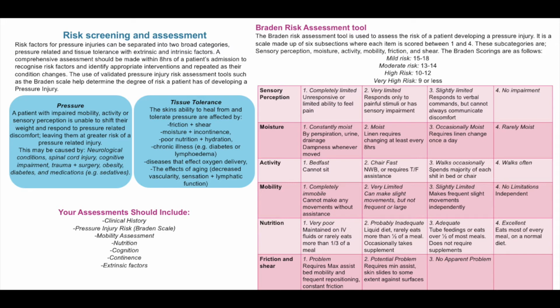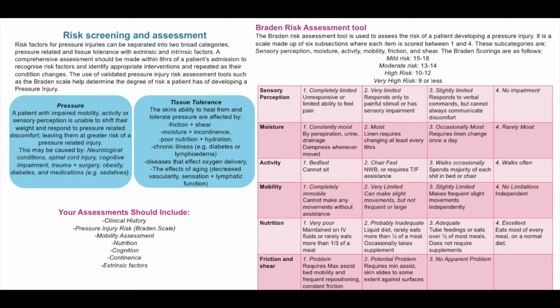So looking at the subcategories, in sensory perception, a patient will score 1 if they're completely limited, so they're unresponsive or have limited ability to feel pain. 2, very limited sensory perception, where they respond only to painful stimuli or has a sensory impairment.